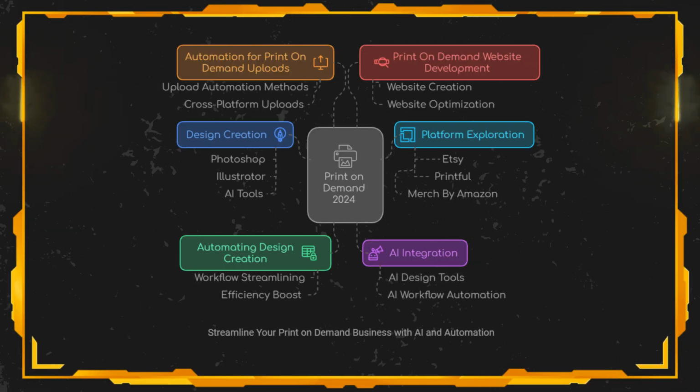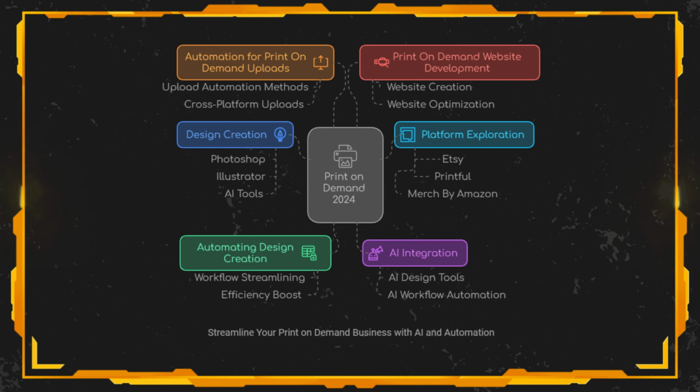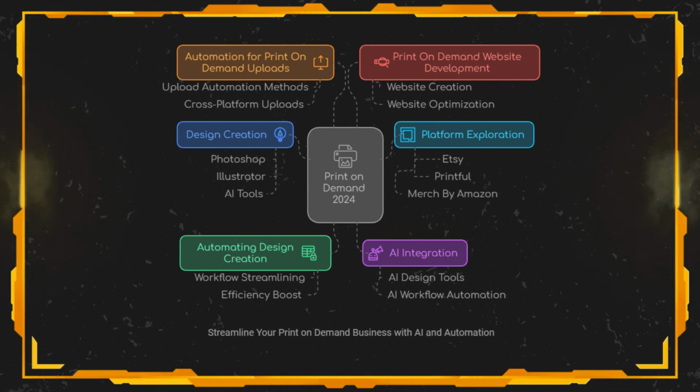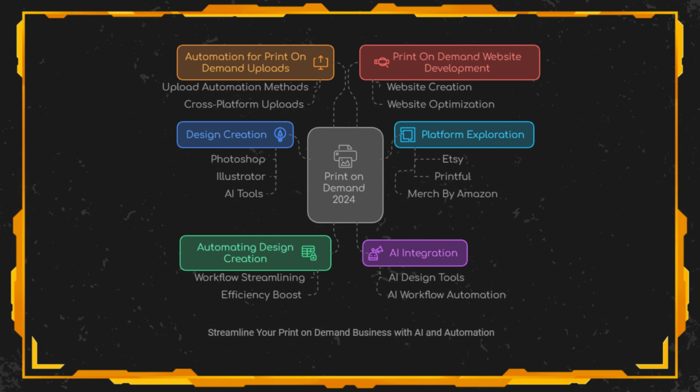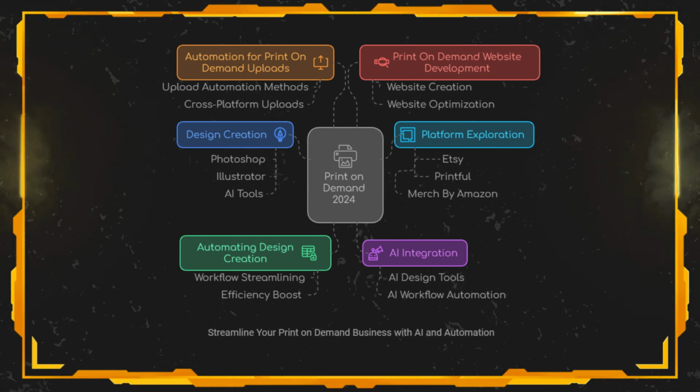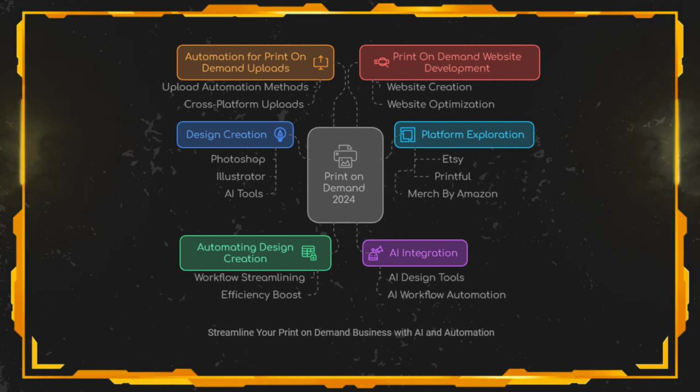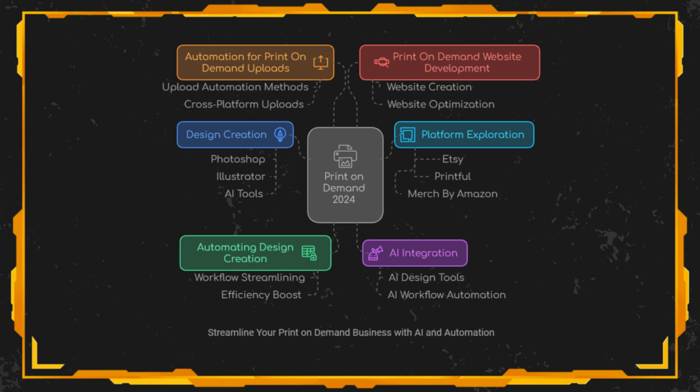business more efficient. Some of the things we're going to be going over are platforms such as Merch by Amazon, Printful, Etsy, Printify, and any other print on demand platforms that may pop up. We're going to be talking about AI integration, how we can use AI to speed up the process with print on demand. We're going to be talking about automating the design process. We're going to be talking about design curation itself with Photoshop, Illustrator, and other tools. We're going to be talking about automation for print on demand uploads. So ways we can automate the process of uploading.